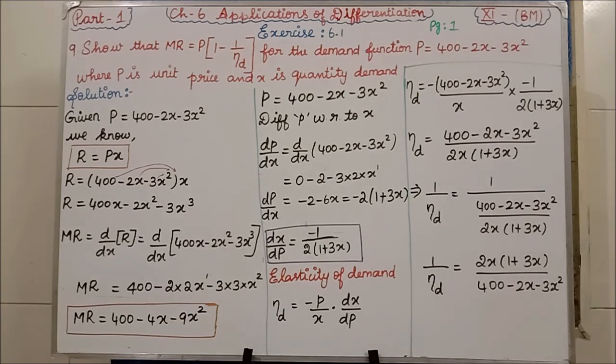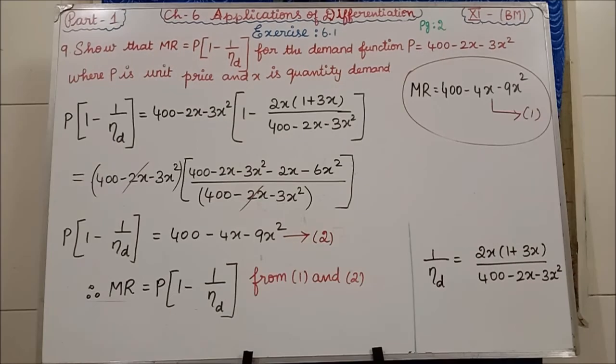Next, on page number 2, we are going to show LHS is equal to RHS. For this you erase these two sides. Keep the marginal value in mind, because then only you can understand what the left hand side is. I am going to erase this. We will see the continuation. So far we have got 1 divided by eta d is equal to 2x into (1 + 3x) divided by (400 - 2x - 3x²). We have found up to this only.